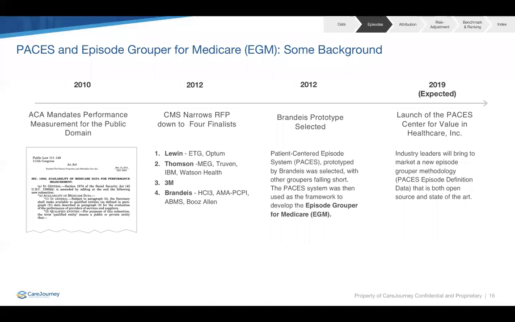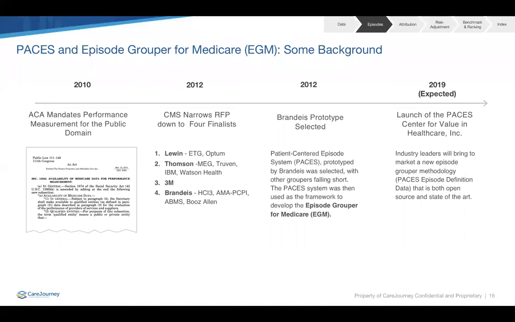In 2012, CMS conducted that RFP and had 4 finalists. The Lewin program tied to the Optum team, Thomson with Truven, IBM, 3M had a team, and a team from Brandeis, an academic institution in a sea of private sector enterprises, came forward with a model that was actually quite refreshing in the sense that it was built on a complete open source foundation.